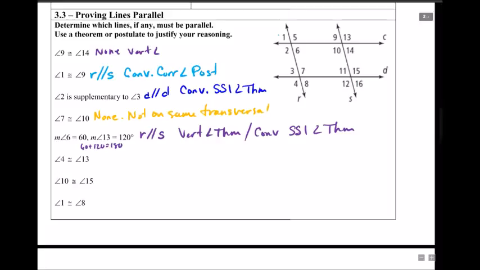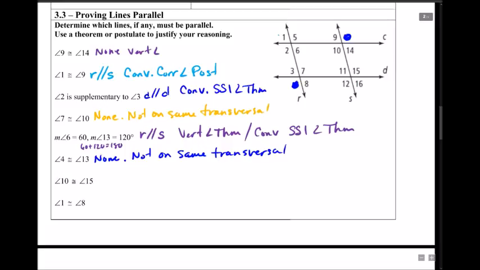Angle 4 and angle 13. There's angle 4 and angle 13. Nothing we can do with that. These are not on the same transversal. So nothing with those. Okay. Let's try another one. Angle 10 and angle 15. Oh, we didn't erase those. Angle 10 and angle 15.